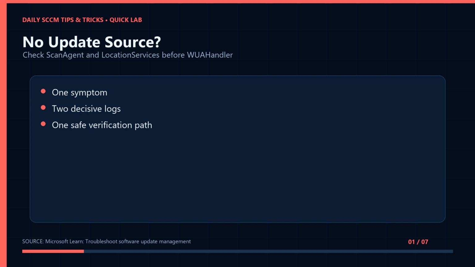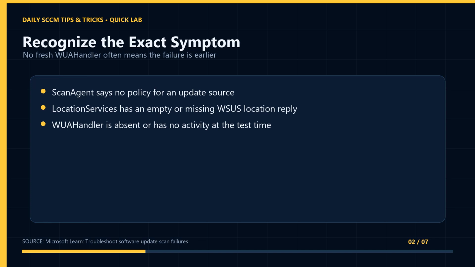We will use only generic lab data, read-only checks, and one controlled scan. The symptom is not simply scan failed. At the recorded test time, ScanAgent reports no available update source policy or cannot obtain a location. Location Services does not return a usable WSUS location. WUAHandler is missing or has no current scan activity.